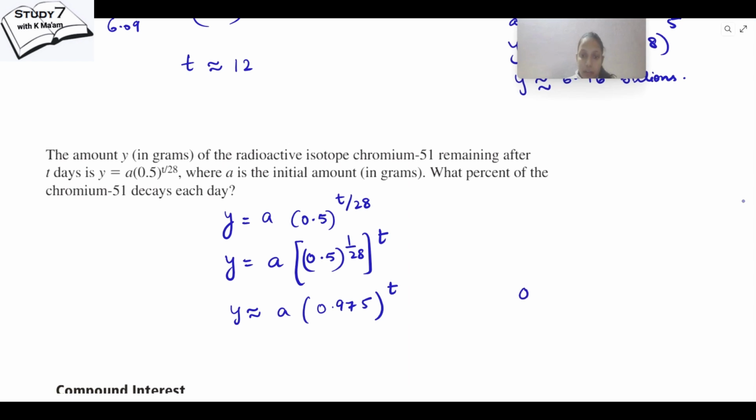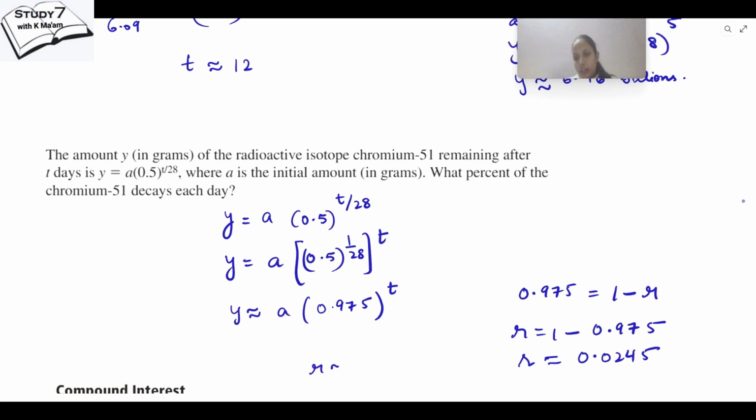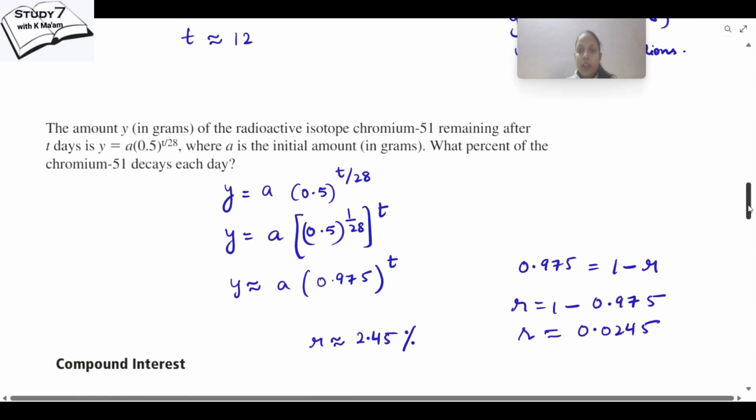So how can you write it? 0.975 is 1 minus r. So r equals 1 minus 0.975. So how much is the total decay? It will be approximately 0.0245. If you convert into percentage, approximately 2.45% of the total amount decays every day. Look into this.